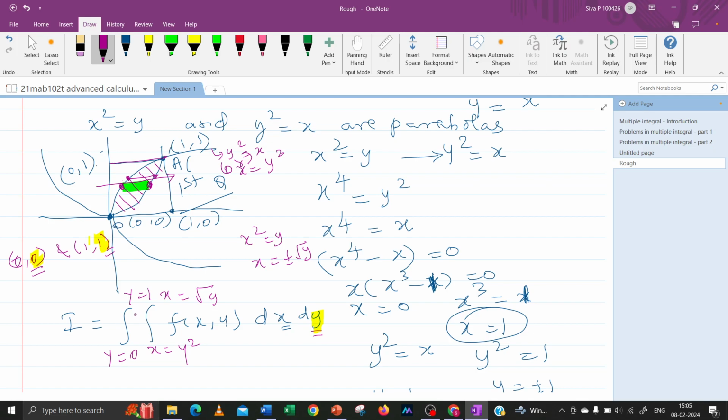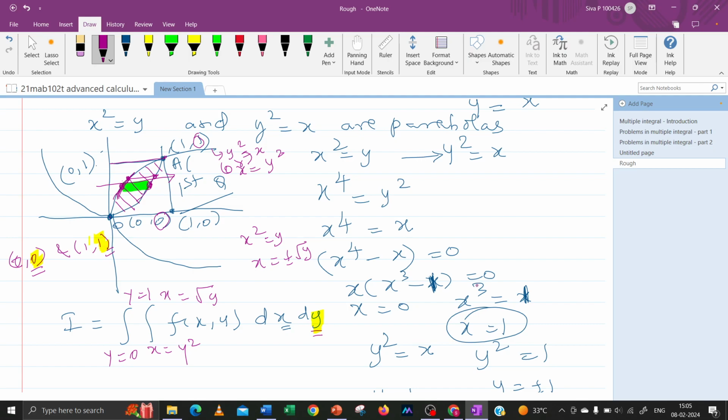I repeat, when you are writing the inner integration limits, you have to see the curves in the region. To write the outer integration, no need to see the region, whatever the region may be. See the intersection points. Two intersection points are there for the two limits. From that you have to choose the value of y. That is enough. Okay. So this is the procedure to write the inner integration limits and outer integration limits.